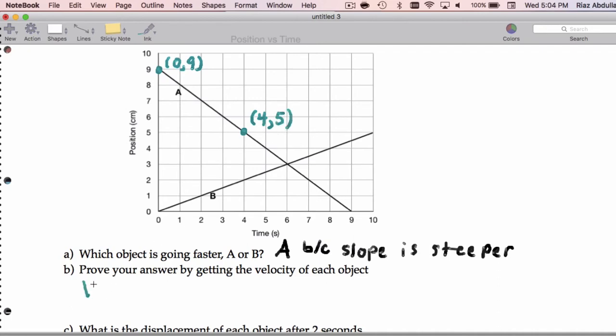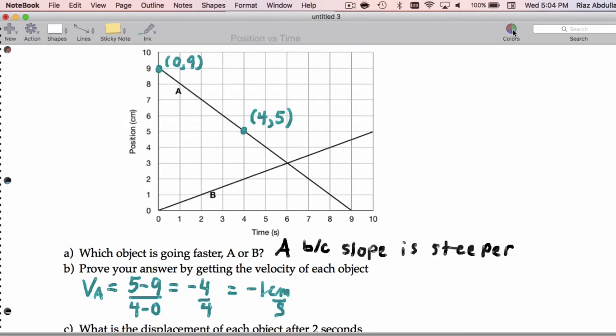So to get the velocity of the object A, we're going to do the rise over the run, which is going to be 5 minus 9 over 4 minus 0. And that's going to end up being negative 4 over 4, which is negative 1 centimeters per second. Now let's go ahead and take a look at object B. I'll use a different color for object B. So we'll use this point here, 0 seconds, and we're at the origin. And here at 8 seconds, it appears that I am at the 4 centimeter mark.